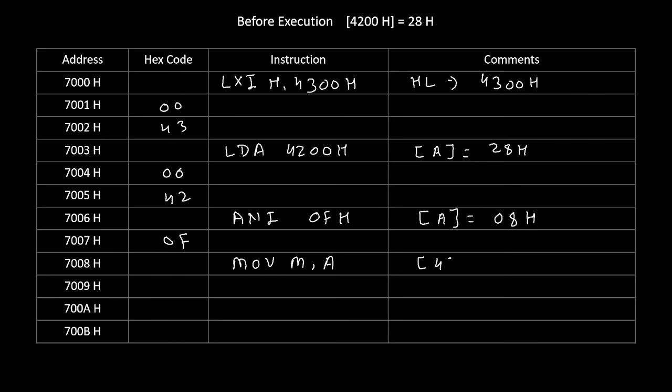So over here, 4300H will now become 08H. It is a 1-byte instruction. We have successfully taken the first number. Now it is the turn of the second number. Once again we will take the number from 4200, which is 28, inside the accumulator by writing the instruction LDA 4200H. So 4200H was holding 28, which will get loaded inside the accumulator. Now the accumulator this time will become 28. Again it is a 3-byte instruction, the code of LDA will come at 7009, and this 4200 we will write as 00 and 42.